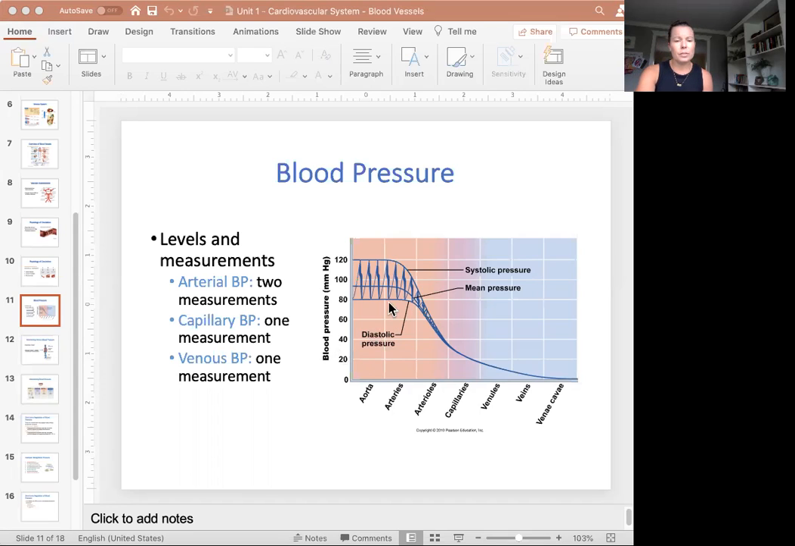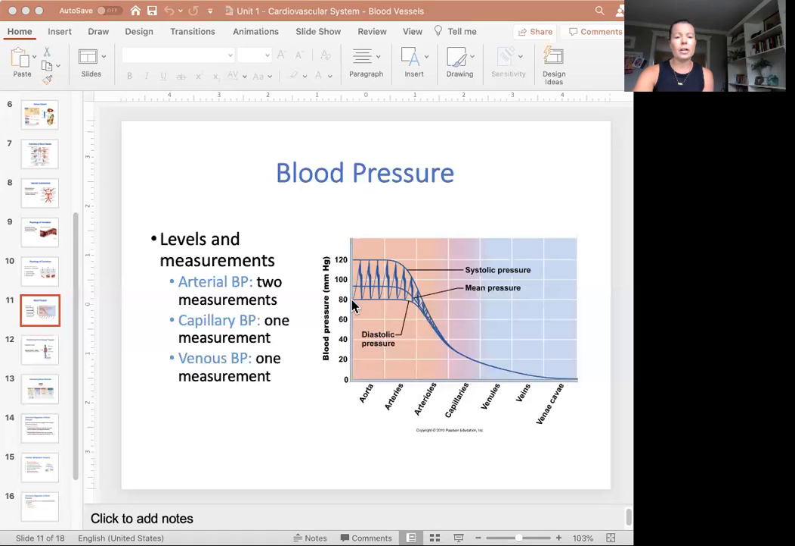And if you take a look at this graph here on the PowerPoint, you can see in the aorta and in arteries, there is the top number, which is the systolic pressure. This is the higher number because there's greater pressure in the artery when the ventricles are actively contracting and squeezing blood out. The average systolic measurement is 120 millimeters of mercury.